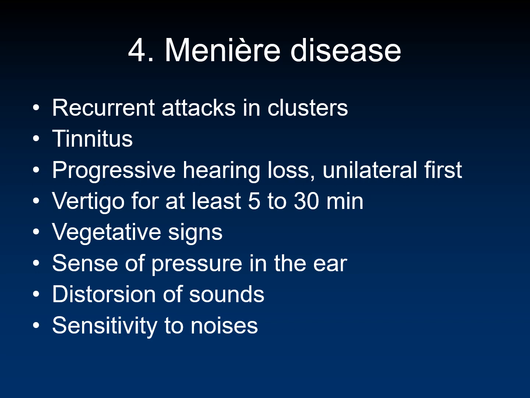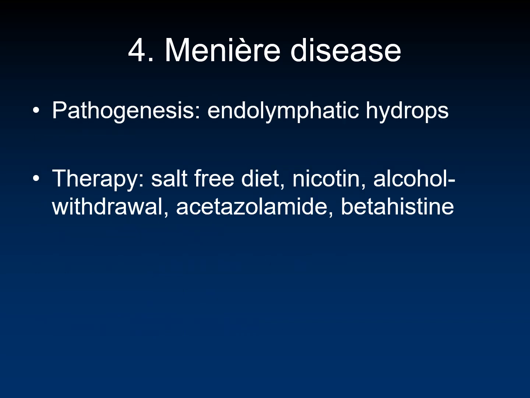Meniere disease: recurrent attack in clusters, tinnitus, progressive hearing loss, unilateral first, vertigo for at least 5 to 30 minutes, vegetative signs, sense of pressure in the ear, distortion of sounds, sensitivity to noise. Pathogenesis: endolymphatic hydrops. Therapy: salt-free diet, nicotine and alcohol withdrawal, acetazolamide, betahistine.